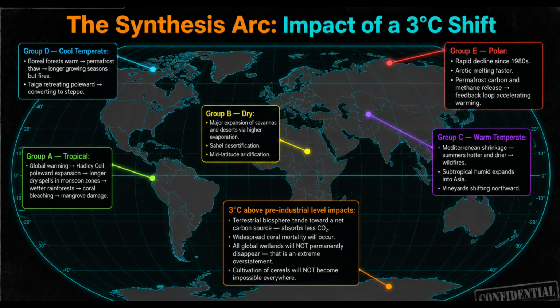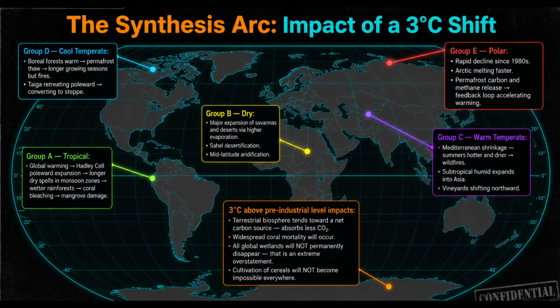Climate change impacts summary. Group A, tropical: global warming, Hadley cell poleward expansion, longer dry spells in monsoon zones, wetter rainforests, coral bleaching, mangrove damage. Group B, dry: major expansion of savannas and deserts via higher evaporation, Sahel desertification, mid-latitude aridification. Group C, warm temperate: Mediterranean shrinkage, summers hotter and drier, wildfires.